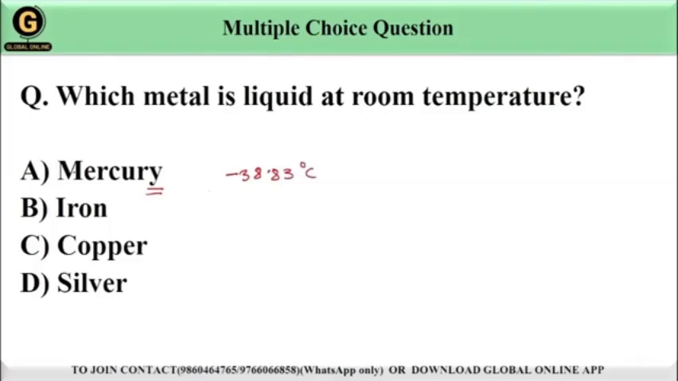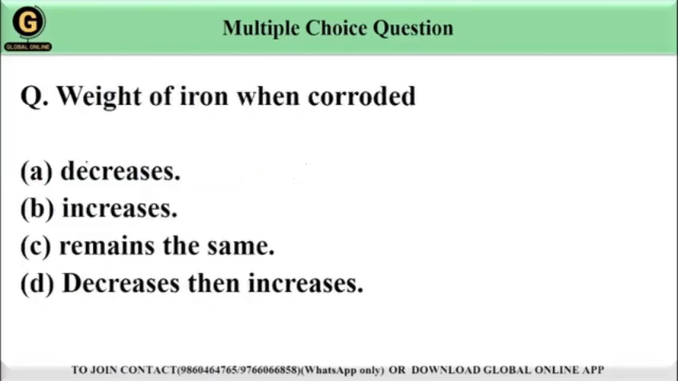Other metals like iron, copper, and silver are solid at room temperature. So the correct option is option A, mercury, which is a metal and liquid at room temperature. Okay, let's move on to the next question. Weight of iron when corroded. Options are given: option A, decreases, option B, increases, option C, remains the same, and option D, decreases then increases.